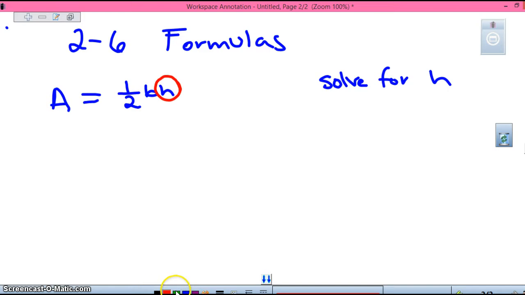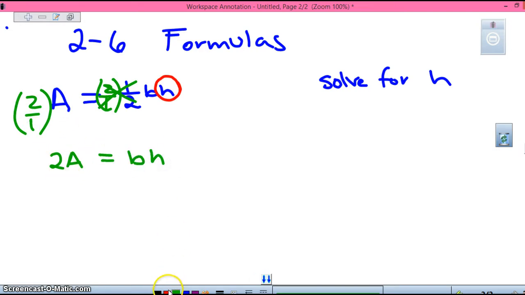So, how do we start this process? First thing we have to get rid of is this fraction. How do we get rid of a fraction when we're solving an equation? We multiply times the reciprocal, so 2 over 1. What you do to one side, you do to the other. So this means 2a, because 2 over 1 is the same thing as 2. So 2 times a is equal to b times h.